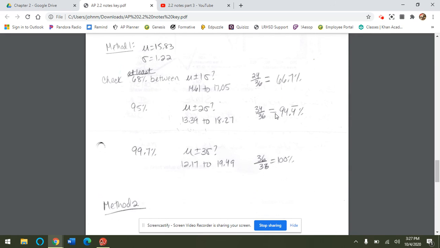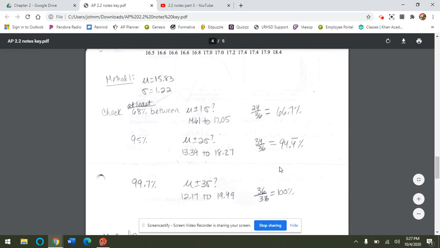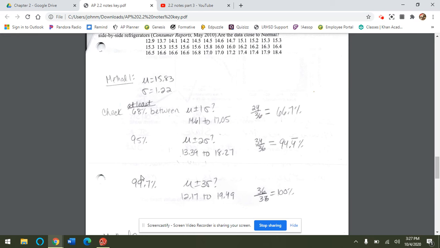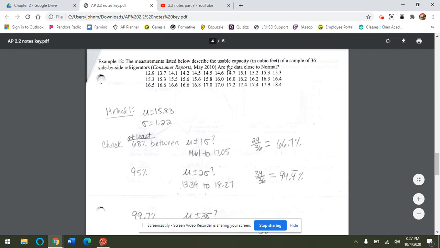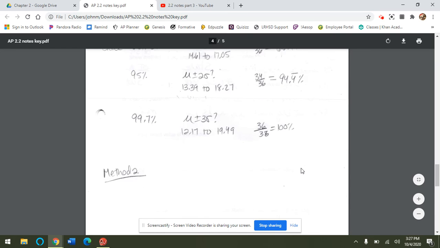So if you like the normal probability plot, you could use that method. If you like this method of counting up how many and matching it to the empirical rule, that's also perfectly valid. You would only do this if the question says something like, are the data close to normal? Or assess the normality of the data, all right? Is the data normal? That's the only time you need to do this.